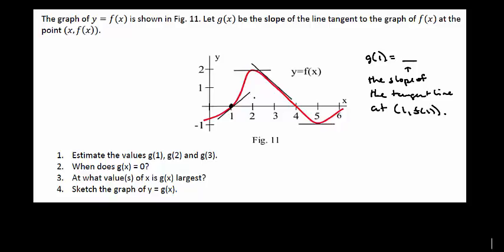Now if you look, this line, it looks like it goes 1 up, 1 over. So it looks like g of 1, the slope value, is 1, so g of 1 is 1. Because this should be the slope value, the m value. So let's look at g of 2. Well, g of 2, we go up, and it looks like that guy's flat. So g of 2, the slope of the tangent line at 2, is 0. Let's look at g of 3.